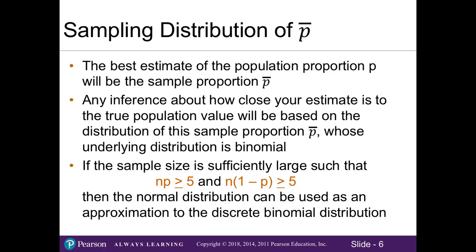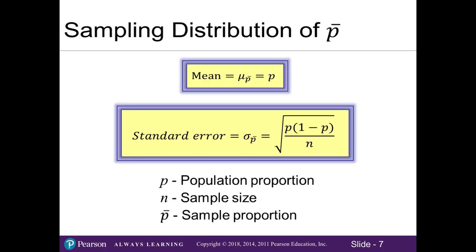So as long as both formulas are satisfied, then we know we can use the normal distribution to approximate the discrete binomial distribution. In other words, we can now use Appendix D to find the probability of something occurring. Here are the two formulas, our mean and standard error for our sampling distribution of our sample proportion, or our p bar. So here we see our mean for the sampling distribution. It's essentially just our p, or the population proportion.